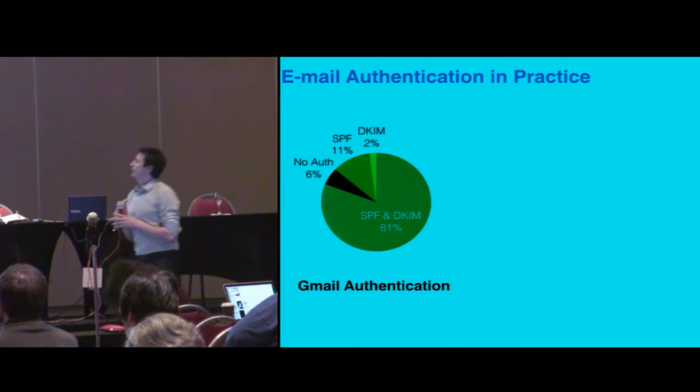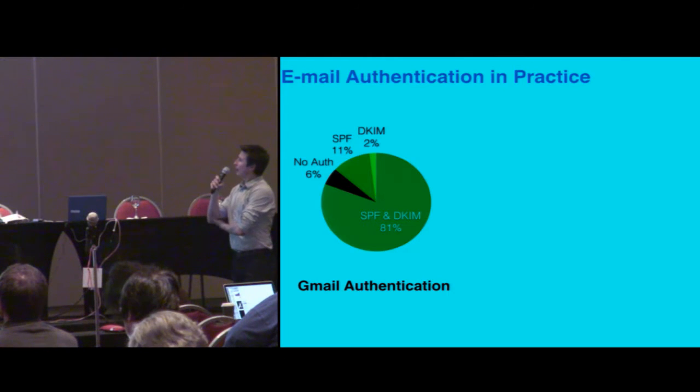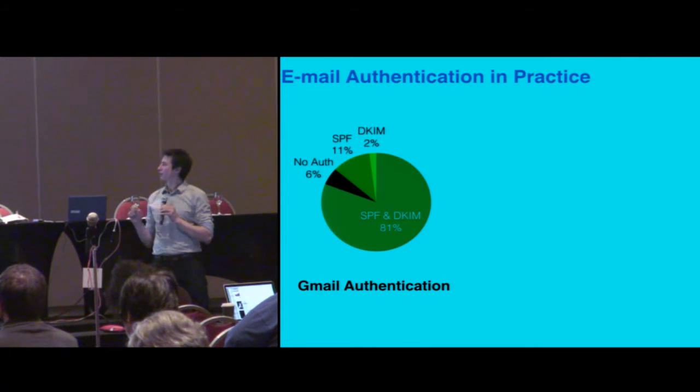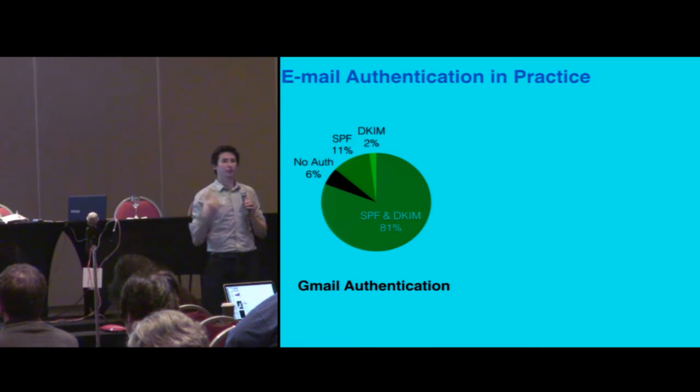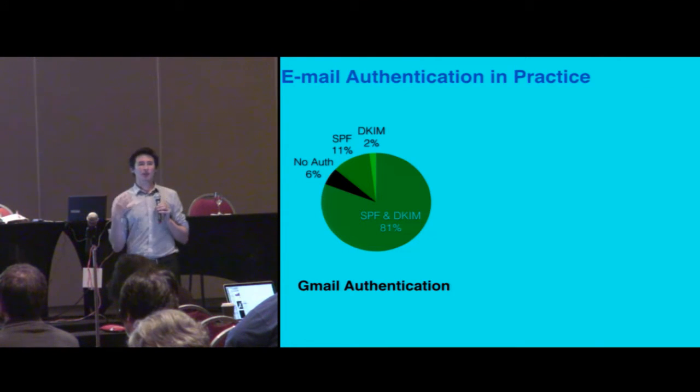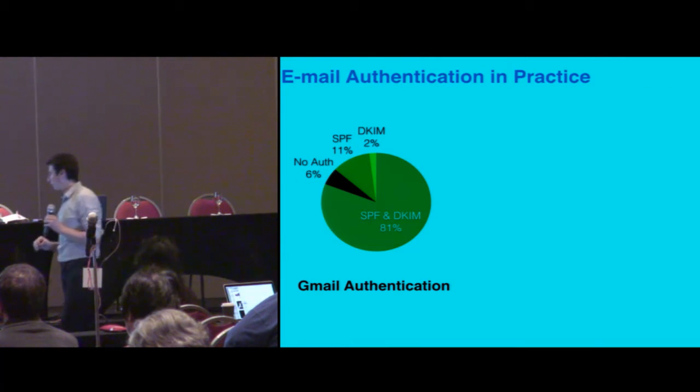From the Gmail perspective, things are not, again, not too bad. 94% of messages are essentially verified with DKIM or SPF or some combination of both. There's only 6% of messages that don't have some sort of indicator that they came from the right person.